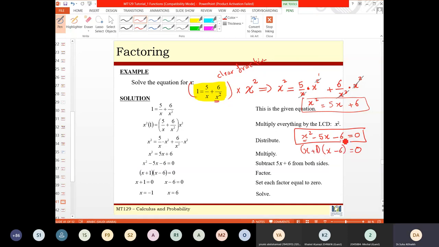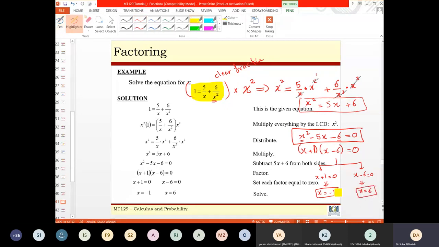Their multiplication is minus 6, their addition is minus 5. If you couldn't think about it, solve it by the formula. So this will give me two parts: either x plus 1 equals 0 or x minus 6 equals 0. This will give me x equal to minus 1, and this will give me x equal to 6. And those are the two solutions they asked me for. Got it?